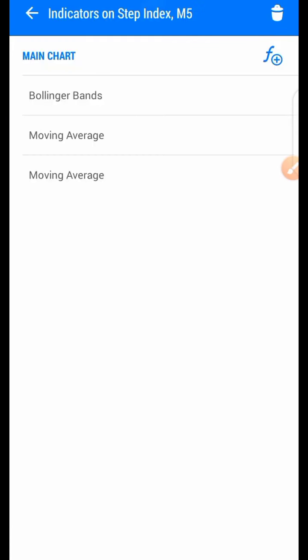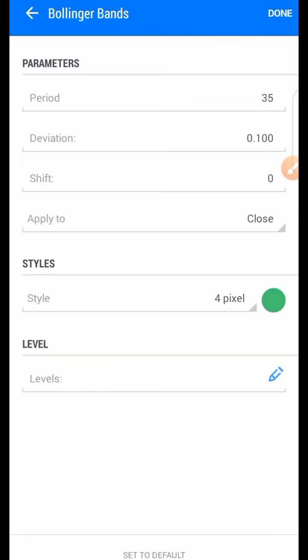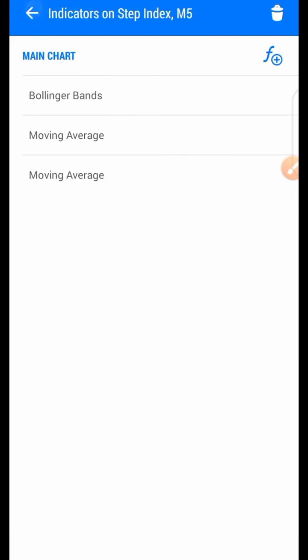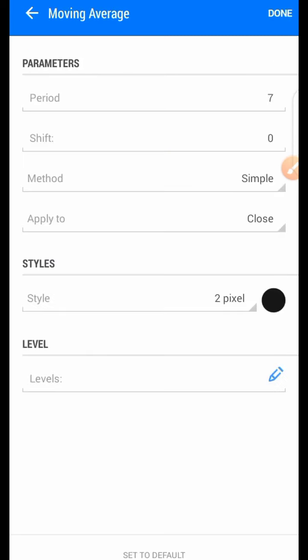The second moving average is the Bollinger Band period divided by the second figure, which is 5. So 35 divided by 5 is 7. So the period is 7, shift 0, method simple, applies to close, style 2p sell, and I picked black color. If your chart background is black, you should pick another color.